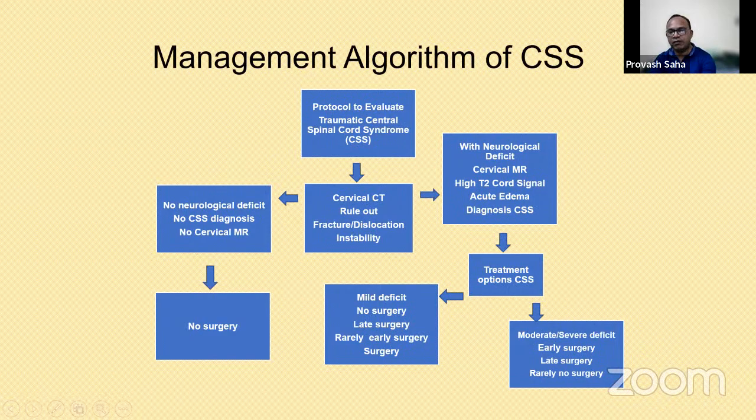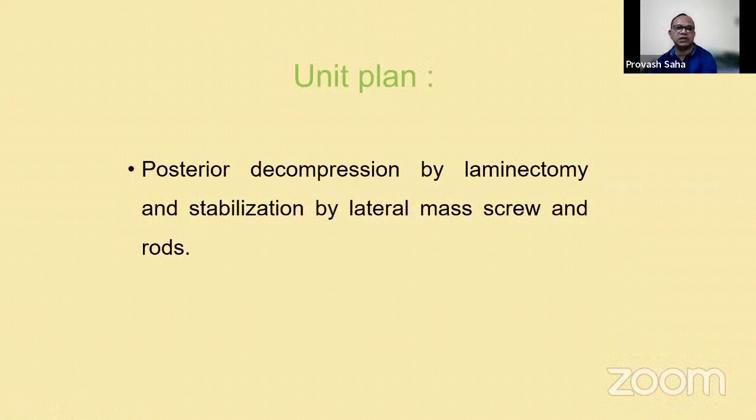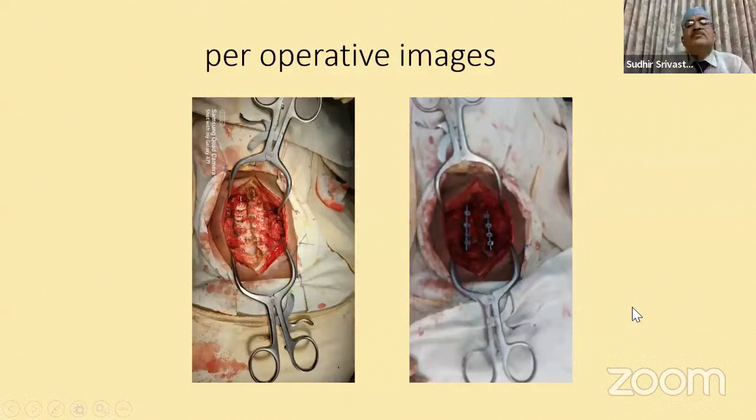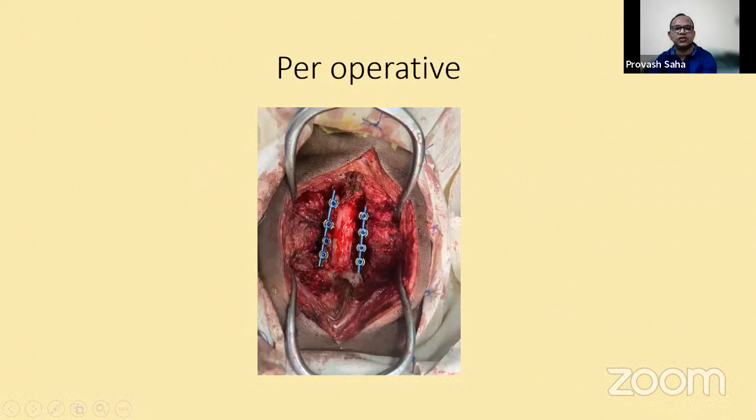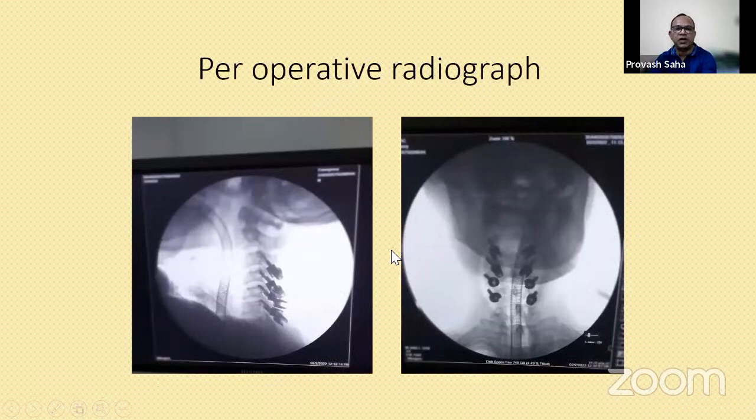So our plan was to go for posterior decompression by laminectomy and stabilization by lateral mass screws and rods. Then what we had done, we went through a posterior approach. We first put the lateral mass screws and that decompressed from C3 to C6 level. And this is the preoperative radiograph.